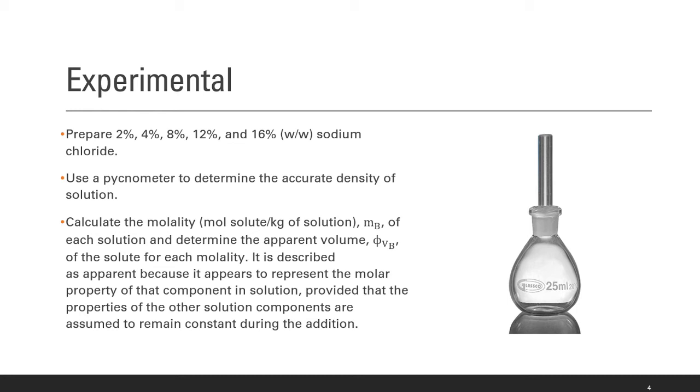So on top of that, you also need to do an air buoyancy correction, which you will also see in the lab manual, because that could also contribute to inaccuracy of this density. So the whole point of using a pycnometer is to make sure that everything is accurate. So you also have to cater for this air buoyancy correction.